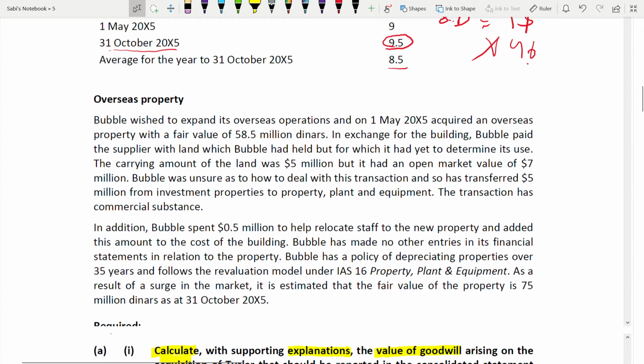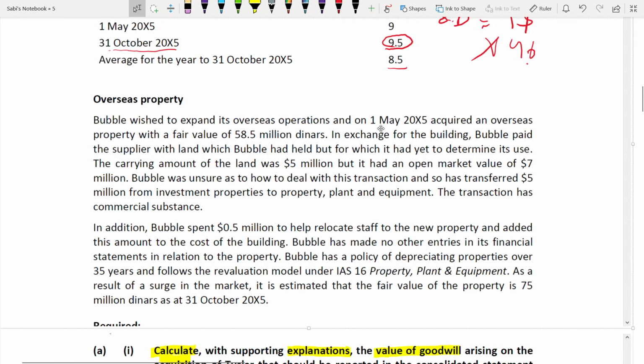Bubble wished to expand its overseas operations on 1st of May 2005. On which date? 1st of May 2005. Okay. It acquired an overseas property with a fair value of 58.5 million lira. In exchange for the building, Bubble paid the supplier with land. That means to get the building, he paid the supplier with the land which Bubble had held, but for which it had yet to determine its use. The carrying amount of the land was 5 million.